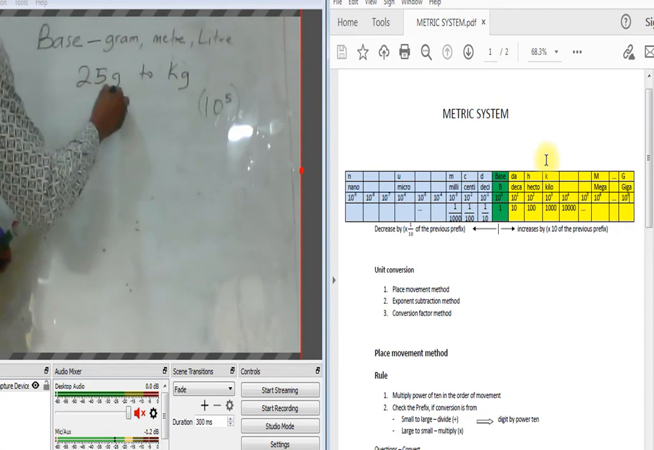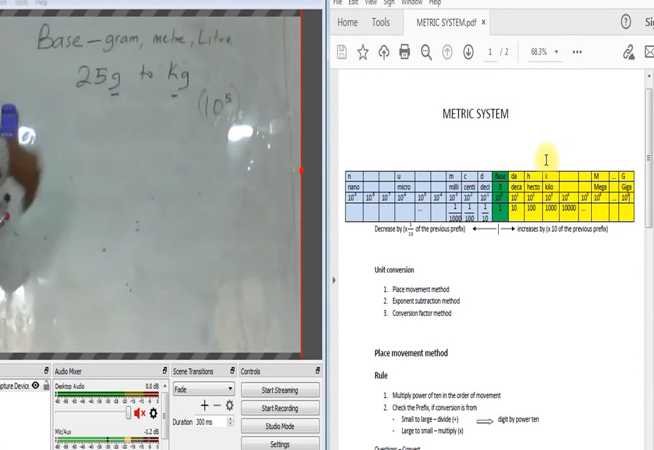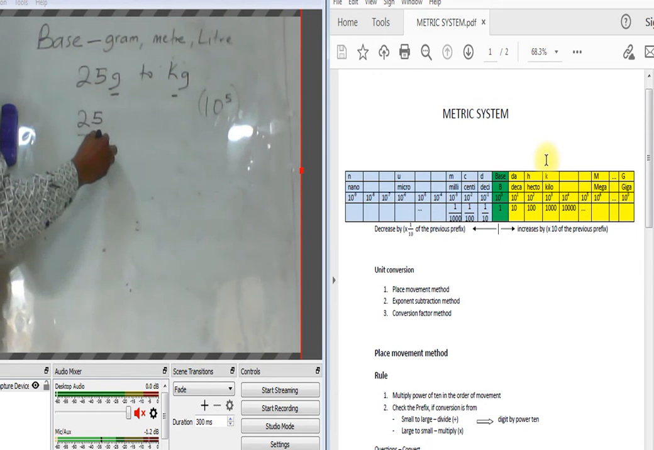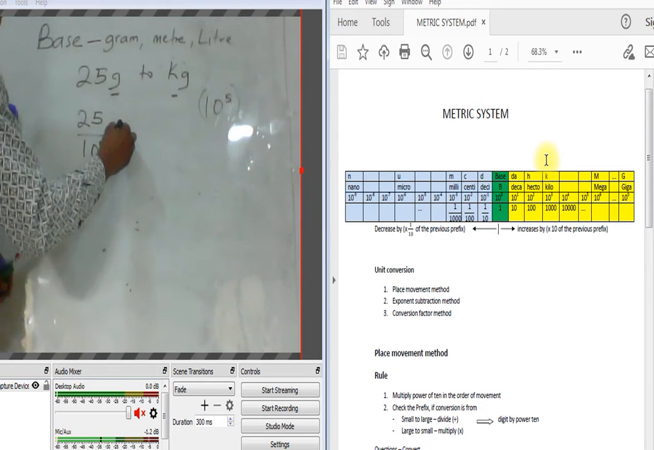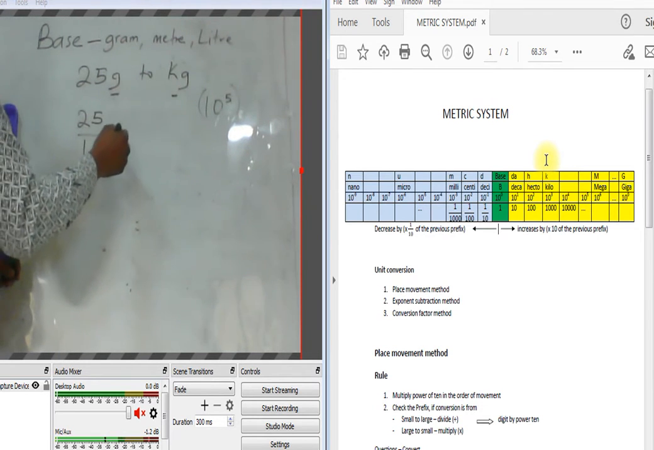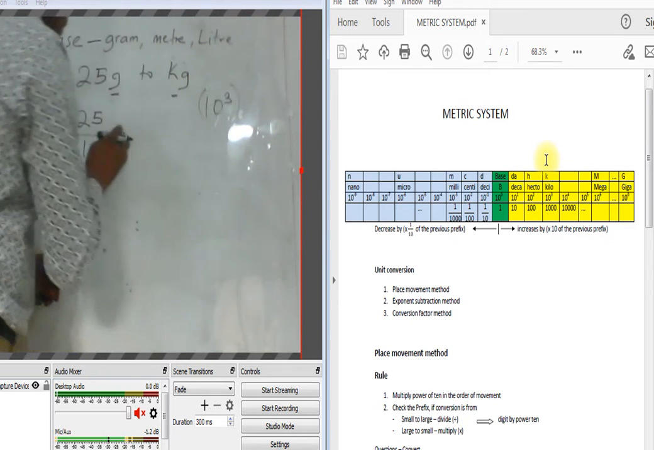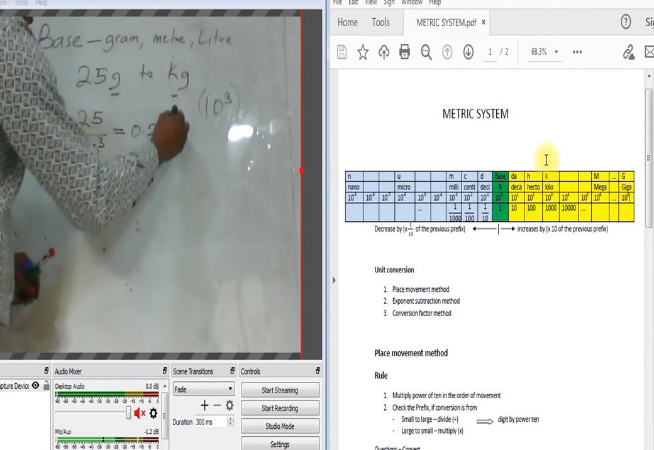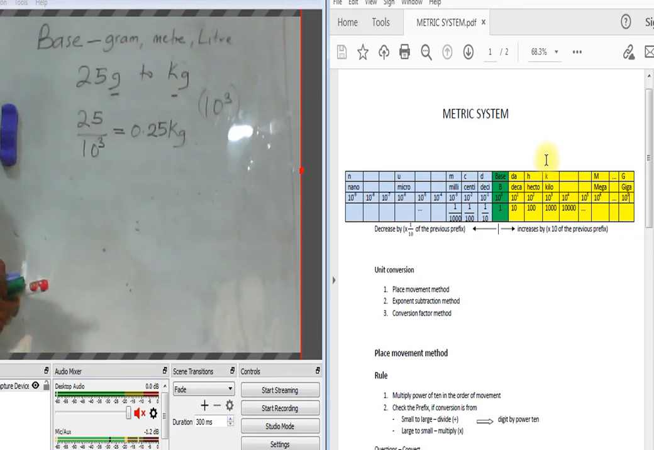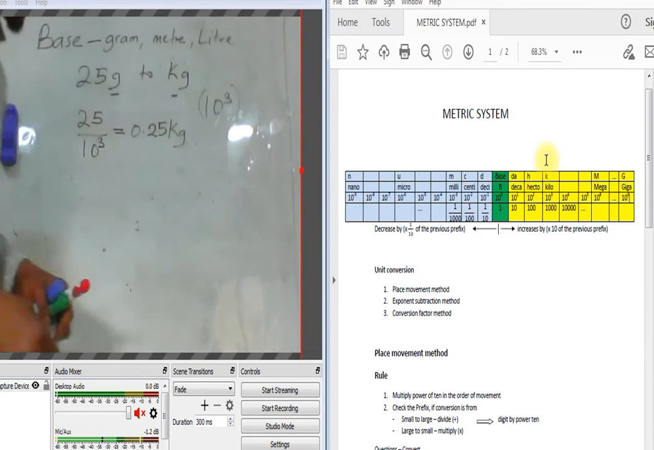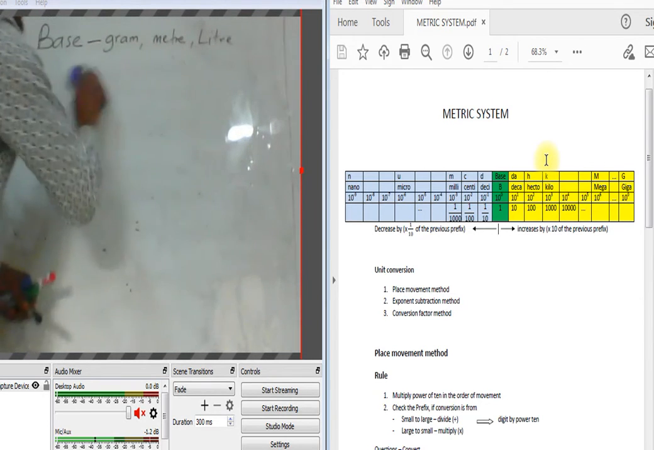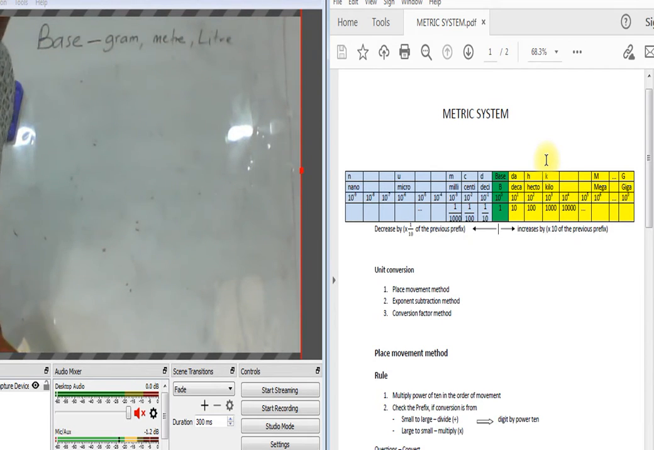Okay? So I have to decide. I'm moving from the base to a bigger unit. So it's like from small to a bigger. Okay? So since it's from small to a bigger unit, I divide. Oh sorry, I have to move 3 places. Moving 3 places here will give me 0.25 kilogram. Okay, is that understood? Yeah, I hope it's clear. Alright, so the next one, let's quickly skip some.